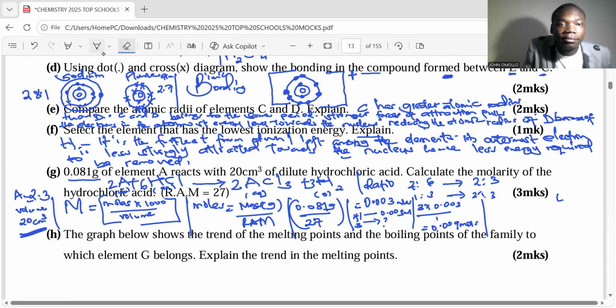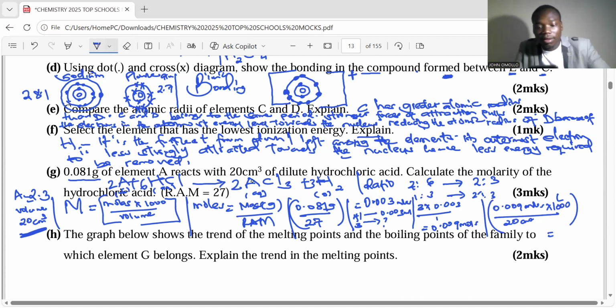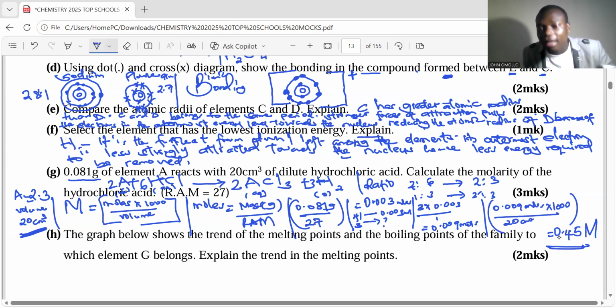So we write moles, 0.009 moles times 1,000 over 20 cubic centimeters. What do we have? 0.009 times 1,000 divided by 20. We are going to have 0.45 molar as our answer. Very nice. As simple as that.